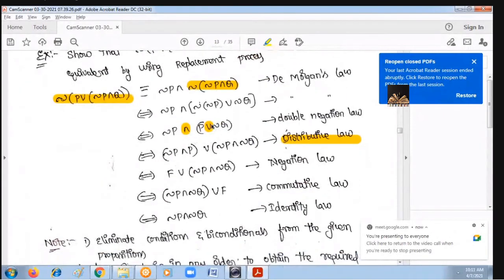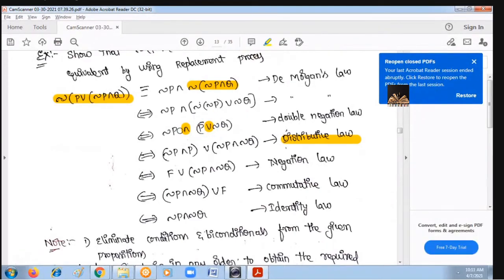So what can you distribute? You can distribute this OR symbol, the disjunction. Then it becomes negation P and P, or negation P and negation Q. Now negation P and P becomes what? Using the negation law, this is true and false. If one value is true, then its negation will be false. True and false: as it is an AND symbol, if at least one value is false, the whole result will be false only.